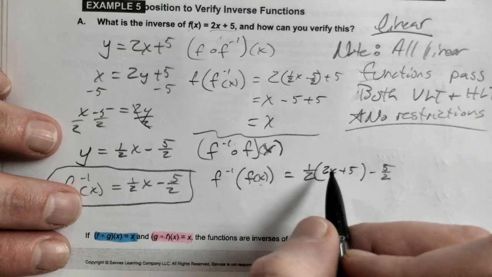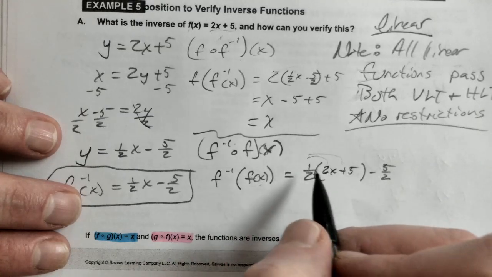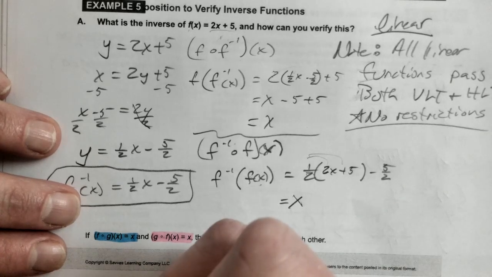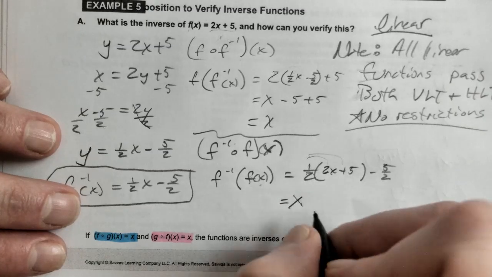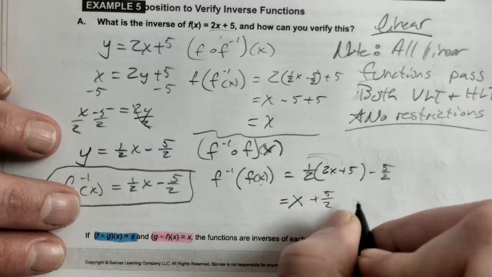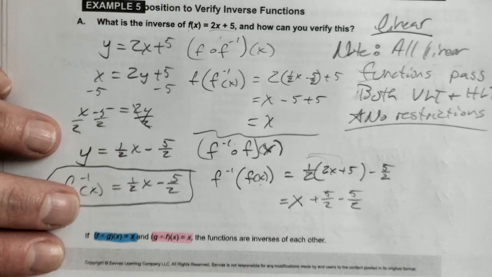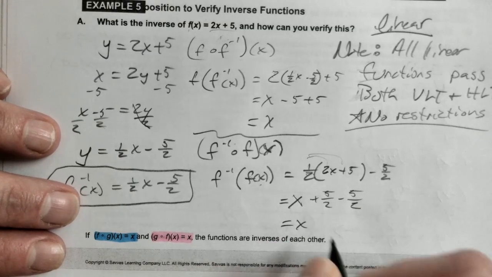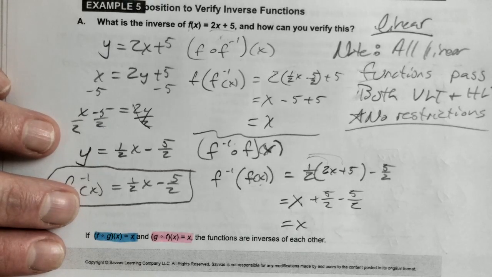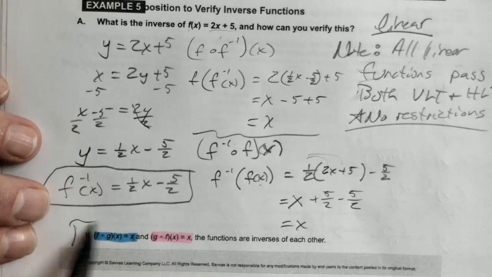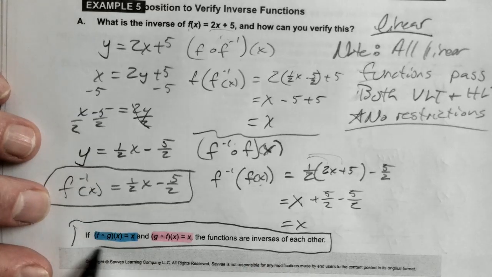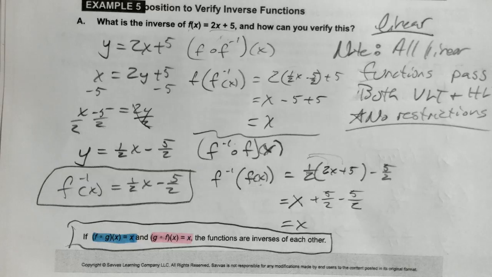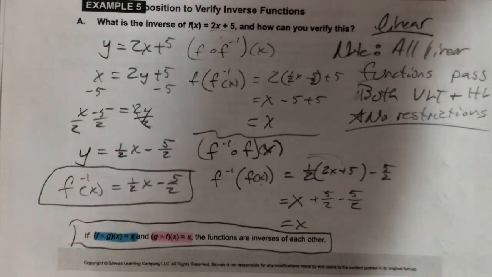Now when I distribute my 1/2, 1/2 times 2 is just 1x. 1/2 times 5 is a positive 5 halves. And then we're going to subtract 5 halves. Oh, nice. 5 halves minus 5 halves is just x. So this down here will hold true. That is an important one. Alright, roll it over, Smokey.